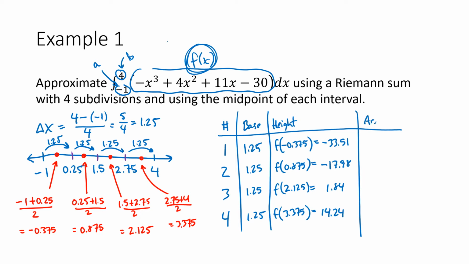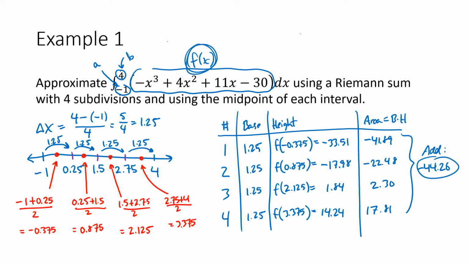Next, I'm going to compute my area. Area is base times height. So I'm going to multiply 1.25 times negative 33.51, 1.25 times negative 17.98, and so on. And when I work those out, I get negative 41.89 for the first one. And then I get negative 22.48. I get 2.30, and then I get 17.81. And then finally, I add all these up. And my total area approximation is negative 44.26.